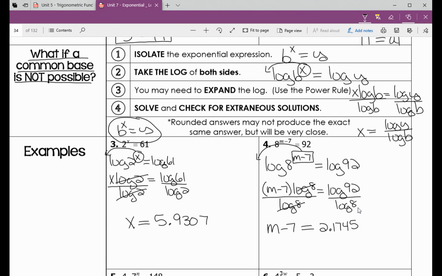What do you think the last thing should be in order for me to get m by itself? What should I do with the 7? Add it to both sides. So m is actually going to equal 9.1745. Any questions about that one?